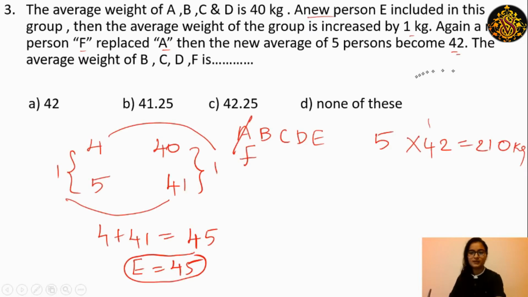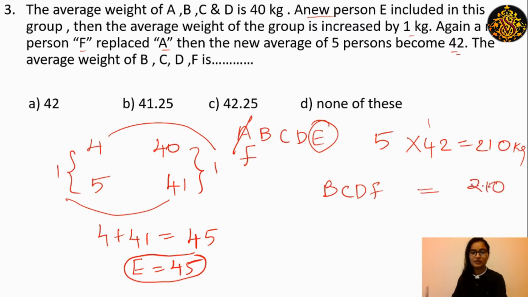Now the last step is, we should find the new average weight of B, C, D and F. But here we have F, B, C, D, and extra we have E. So the total weight of A, B, C, D, E, F is 210, right? 210. So we should minus E.